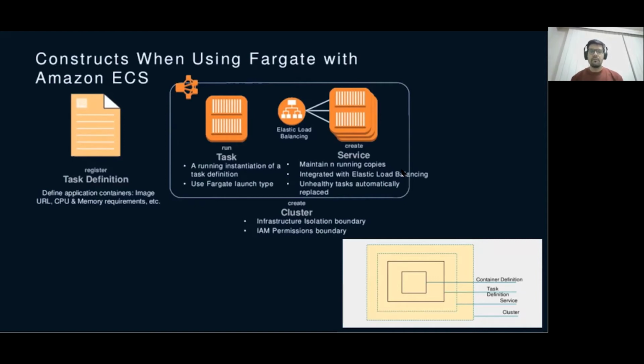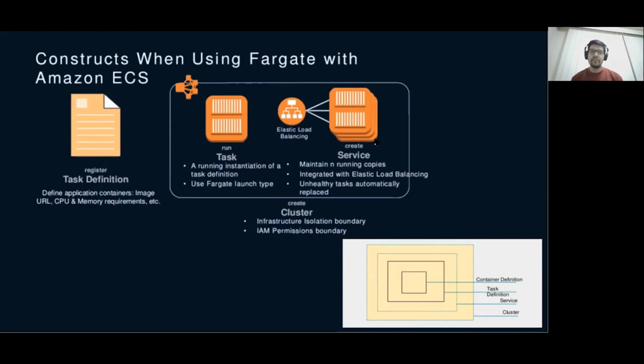So now, once we have registered our task definition, we need to create the ECS cluster, and we need to run this task. We can run this task as a separate standalone task, or we can choose to create a service, and we can attach this task definition to the service, so that all the tasks will run inside the service, and the service will be inside the ECS cluster.